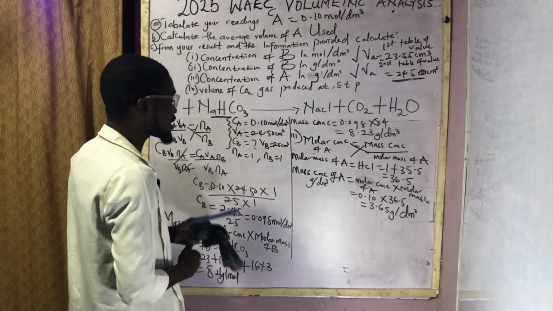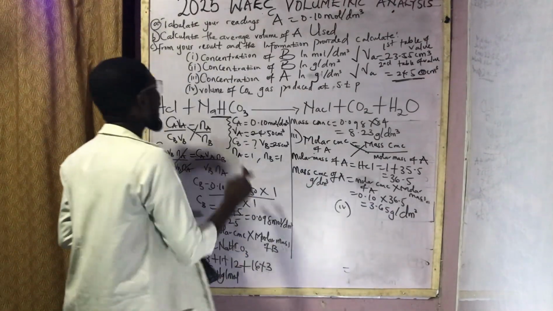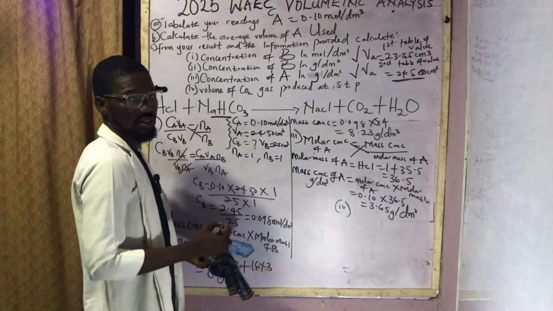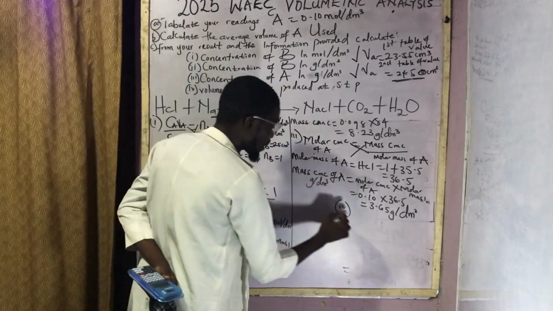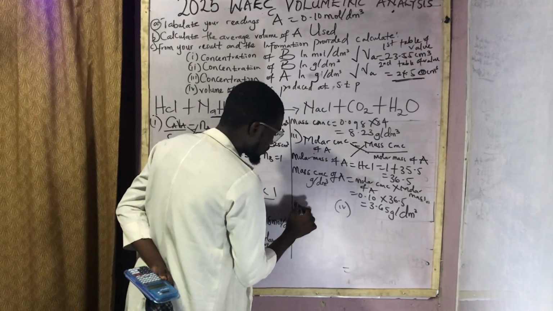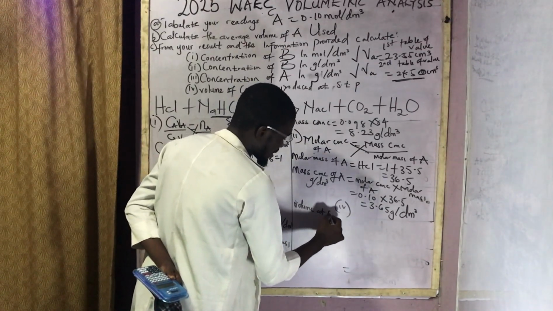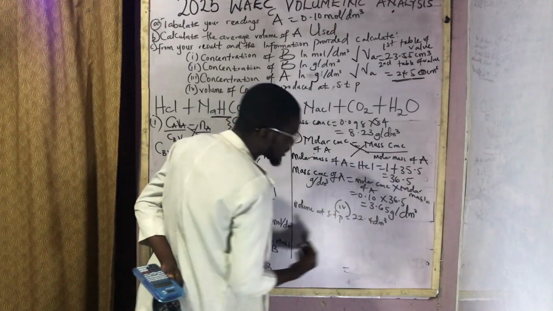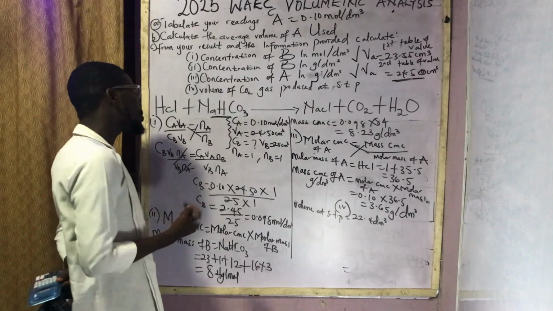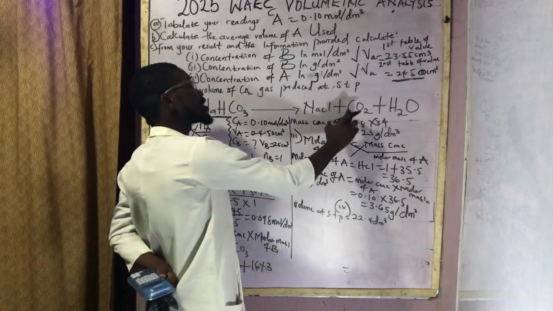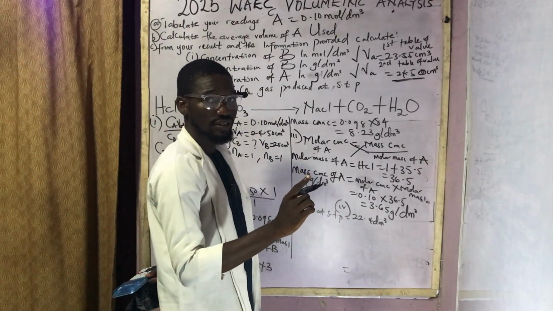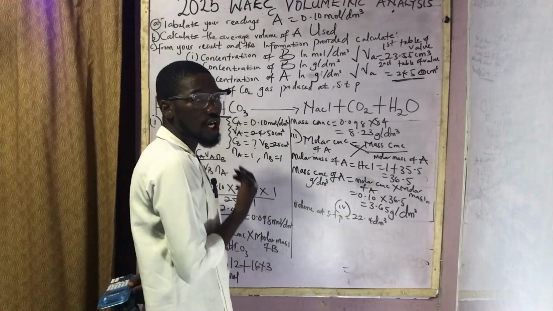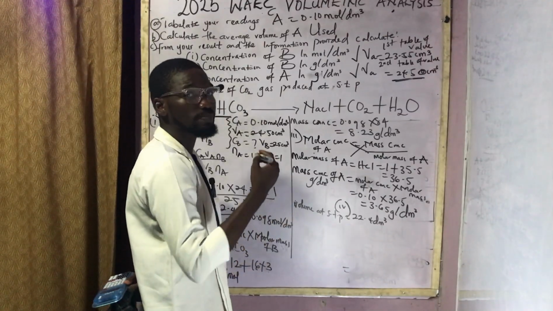So now, the last one is 4: the volume of carbon dioxide gas produced at STP. So don't forget that the molar volume at STP is equal to 22.4 dm cube. Are you with me now? And by doing that, the number of mole of carbon dioxide is 1. So guys, now what is the concentration of the B, which is the base?